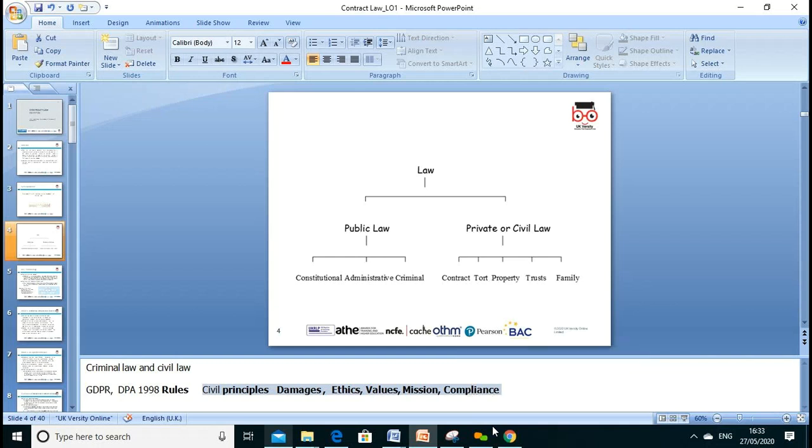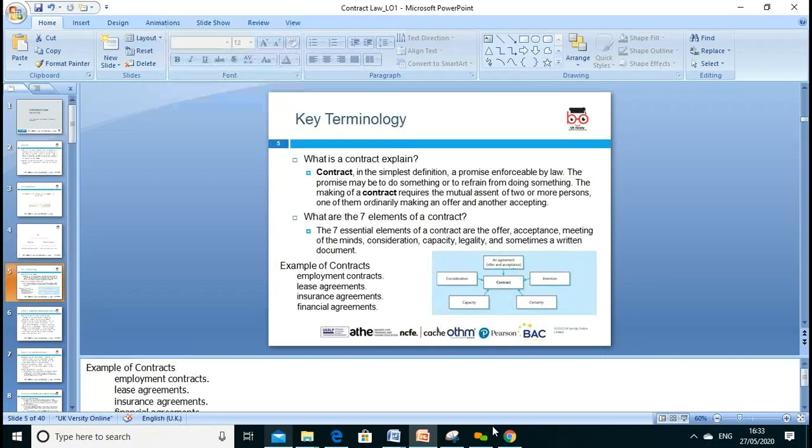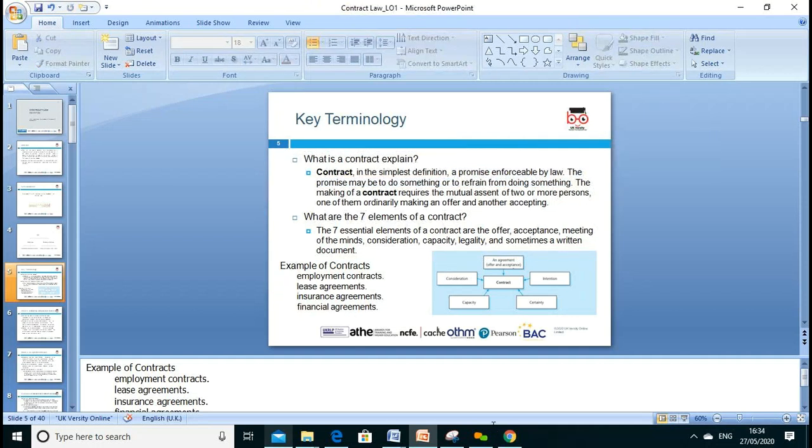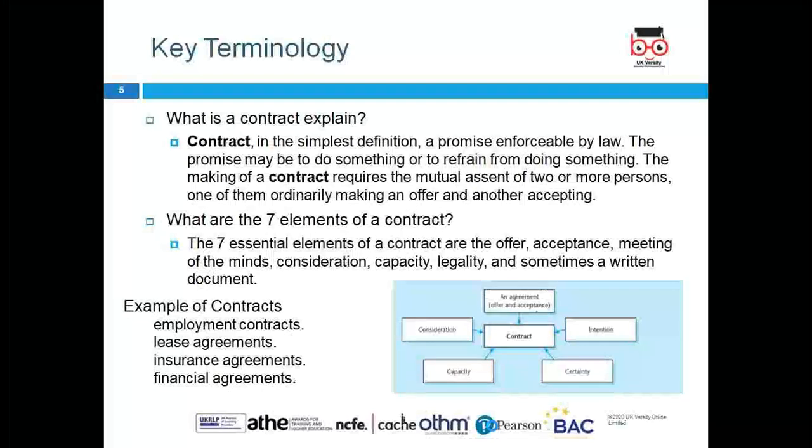Anybody, any other question? We can move next. Okay, next please. We have key terminologies which we'll go through in today's lesson, and we have contract law. What is meant by contract is a promise enforceable by law. I'm not really reading all the slides, but we need to pick the key points.